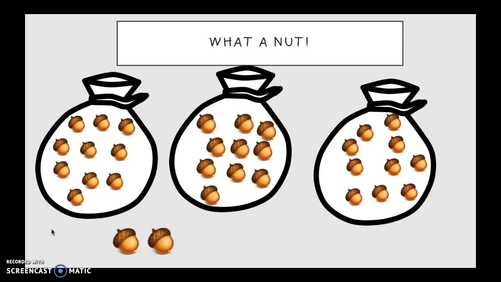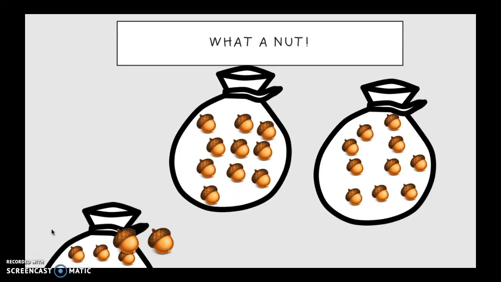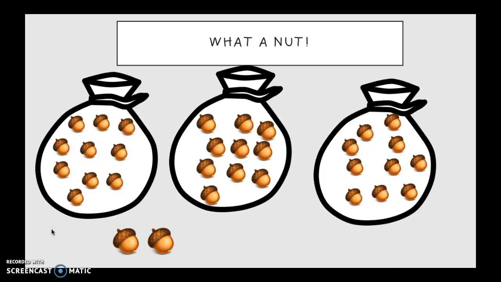Did you say 3? You're right. Here's a group of 10. Here's a group of 10. And here's a group of 10. If you notice, I had 2 left over. They weren't part of the groups of 10. Now let's see. How can I count these up to see how many nuts I have? Yeah, you're right. I could count by tens. Let's count by tens first.